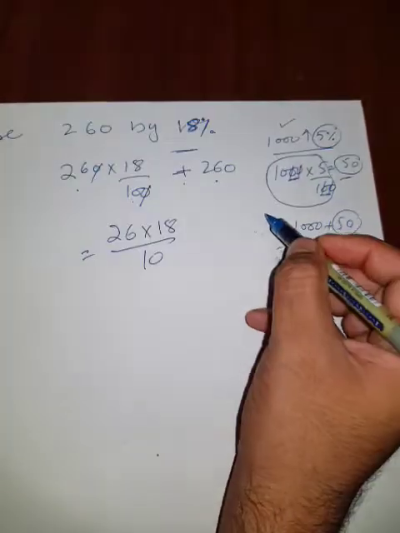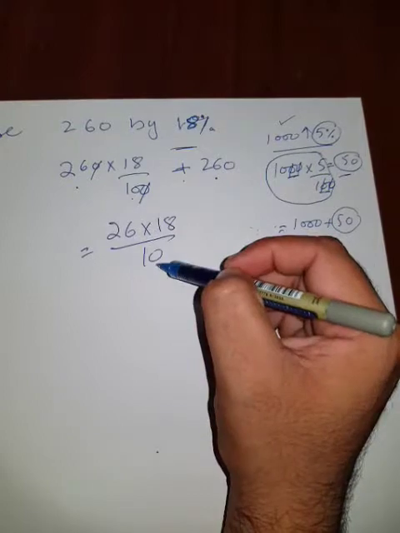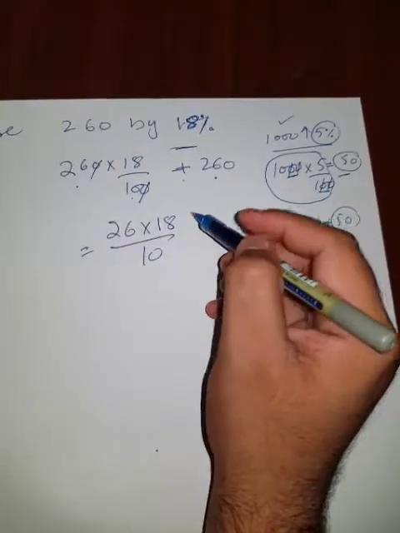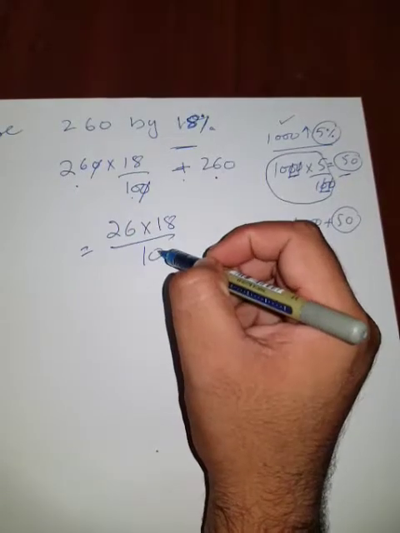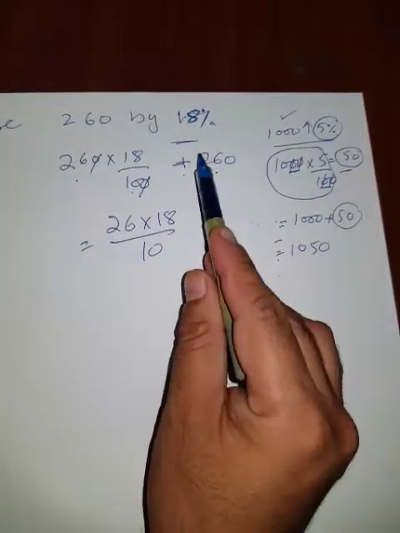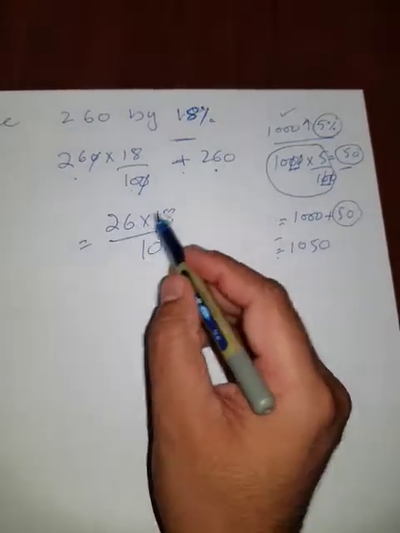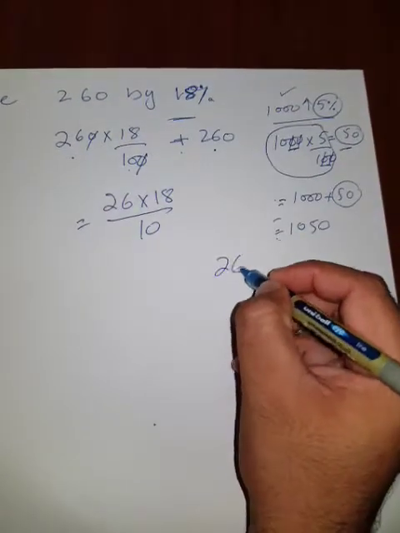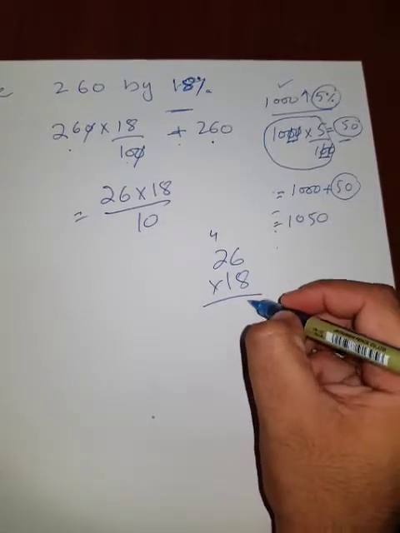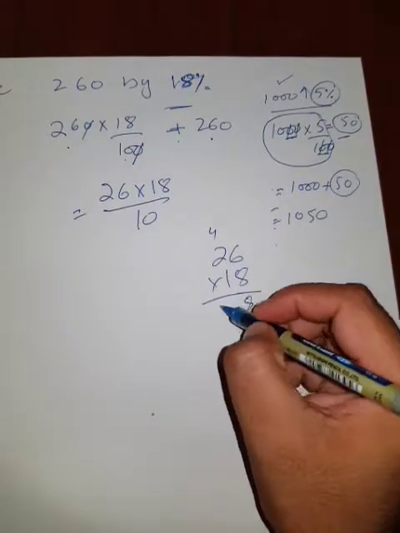It's absolutely your call if you want to divide 18 by 10 and then multiply with 26, or multiply these two and then divide by 10. That is your choice. But what I am doing right now, I am just finding 18% of 260. I will multiply these two numbers. So 26 and 18. 8 times 6. 8 times 6 is what? 8 times 6 is 48. 8 times 2 is 16 plus 4, 20.